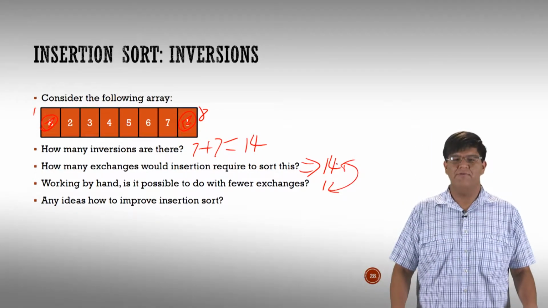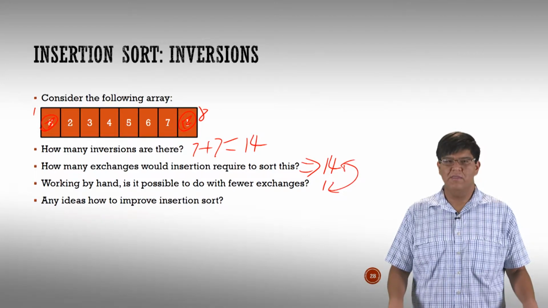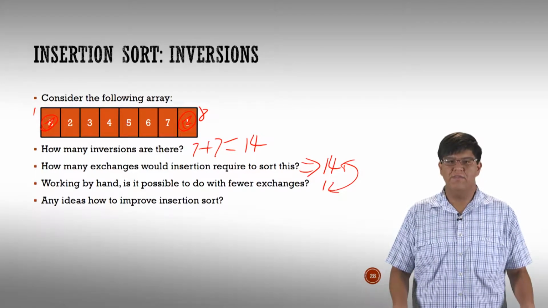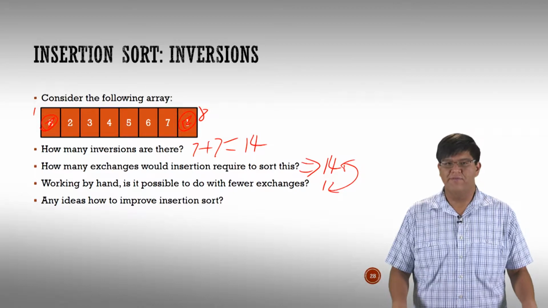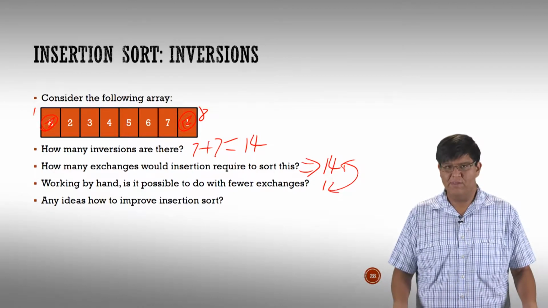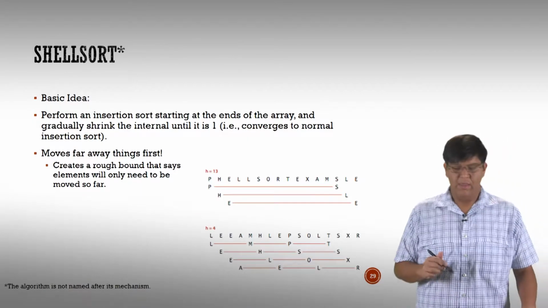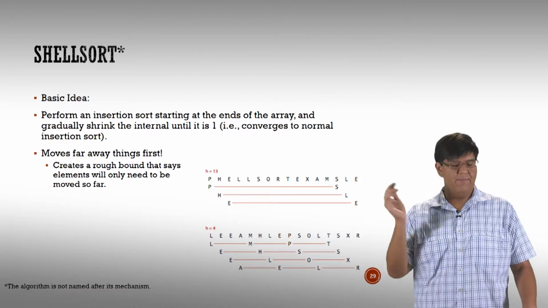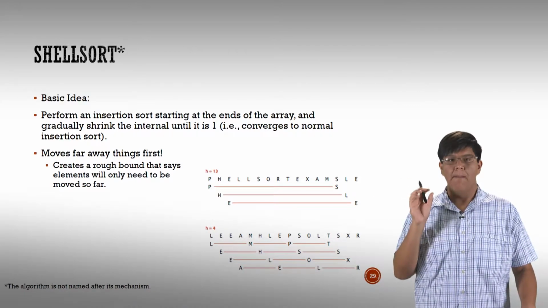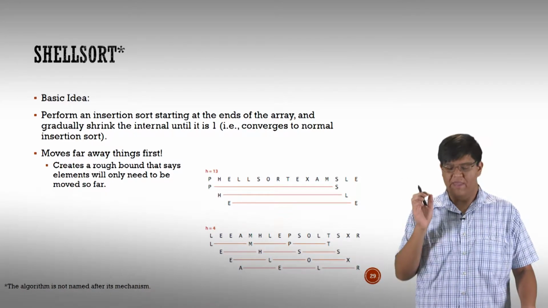How can we make it better? Is there any way maybe we could enhance insertion sort to get this better performance? And the answer is, of course, yes. And it leads us to the idea of Shellsort. So Shellsort is basically a variant of insertion sort. It's basically just insertion sort, but with the introduction of a gap.